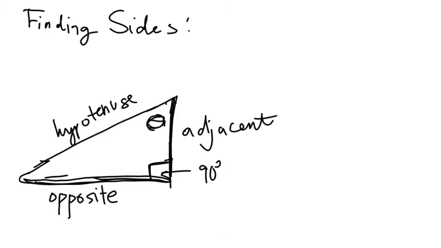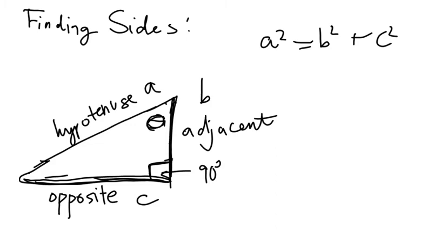Okay, and I'm going to give these guys a name. I'm going to say, in this case, we have A, B, and C. The Pythagorean theorem says that A squared equals B squared plus C squared. So you could use this to solve for one of the sides.